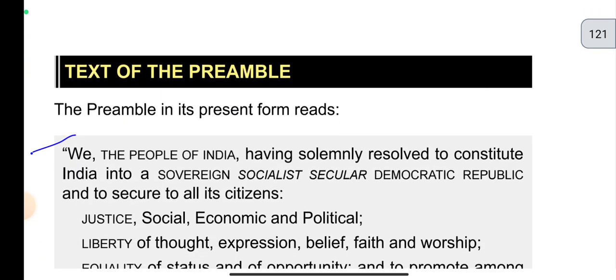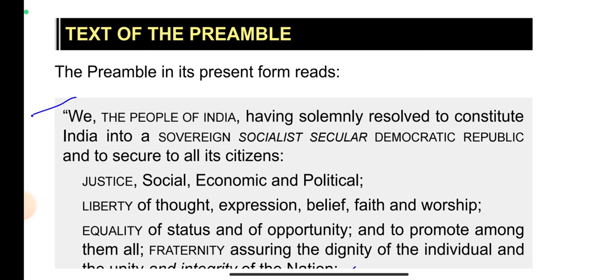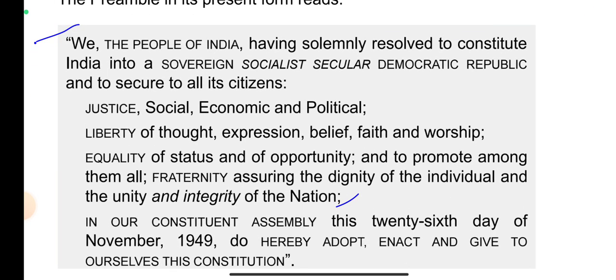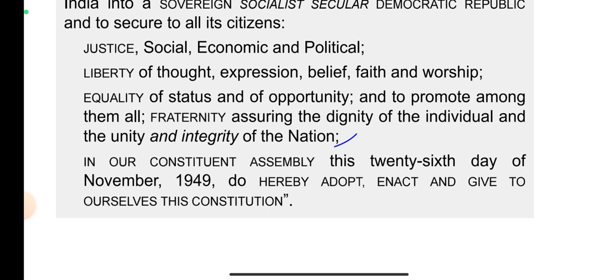Okay, now text of the preamble. The preamble in its present form reads: We, the people of India, having solemnly resolved to constitute India into a sovereign, socialist, secular, democratic republic, and to secure to all its citizens justice, social, economic, and political; liberty of thought, expression, belief, faith, and worship; equality of status and of opportunity; and to promote among them all fraternity, assuring the dignity of the individual and the unity and integrity of the nation. In our Constituent Assembly, this 26th day of November 1949, do hereby adopt, enact and give to ourselves this Constitution.